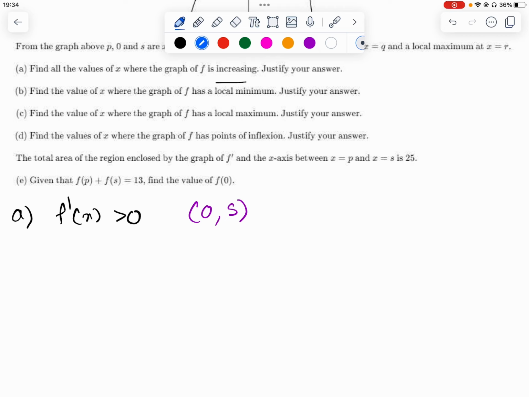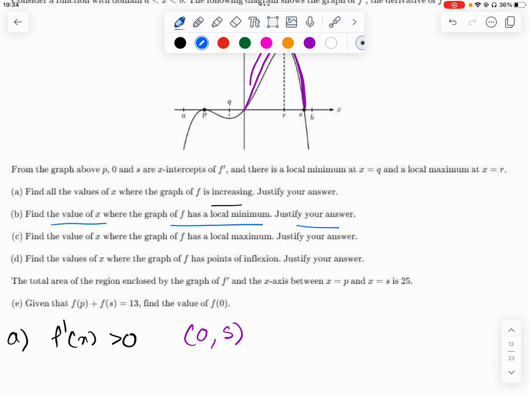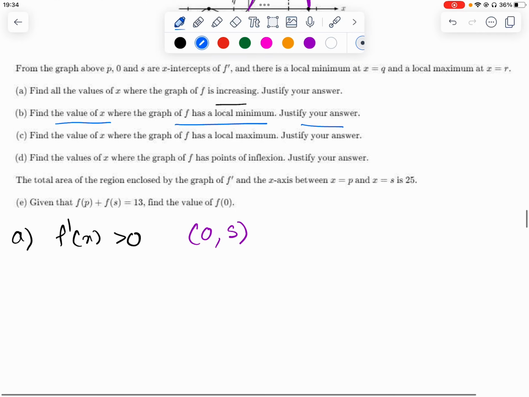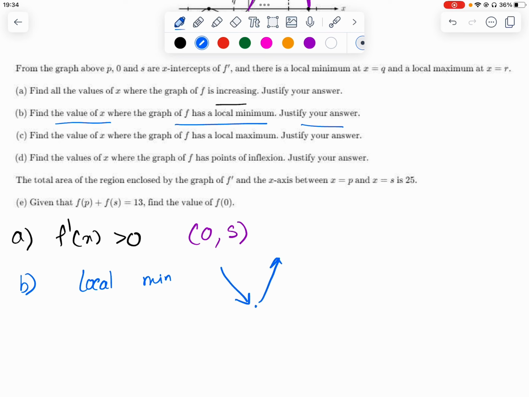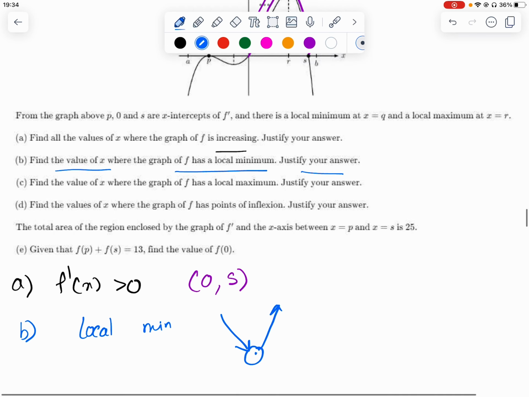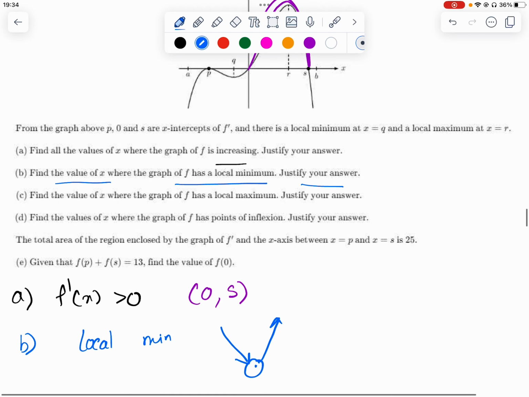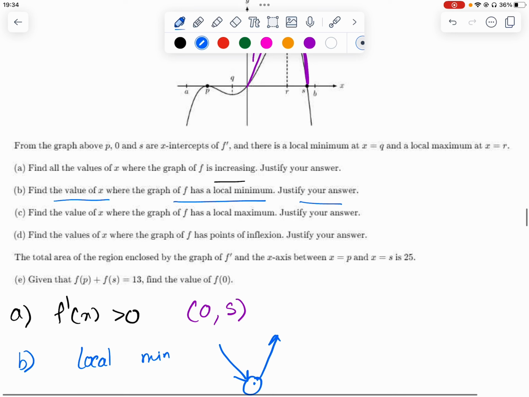Next one, find the value of x where the graph has a local minimum value. Local minimum value means when the function is changing from decreasing to increasing. Local minimum value means it should change from decreasing to increasing. This point is called a local minimum. So when it is changing from decreasing to increasing.